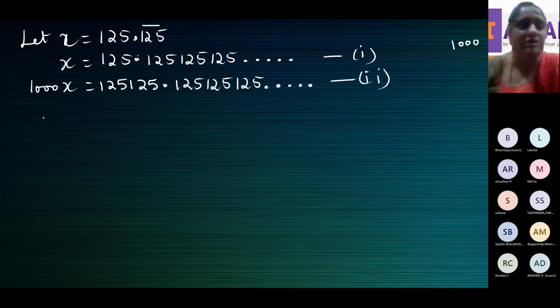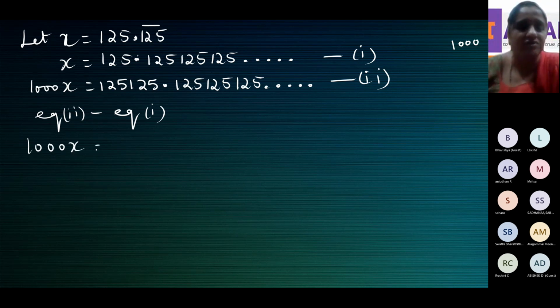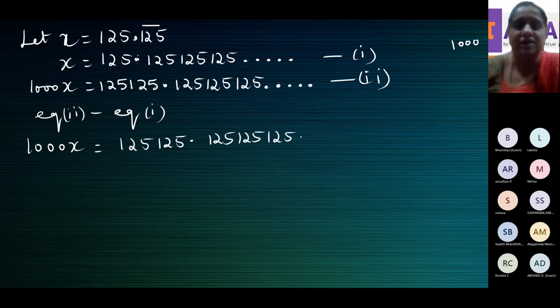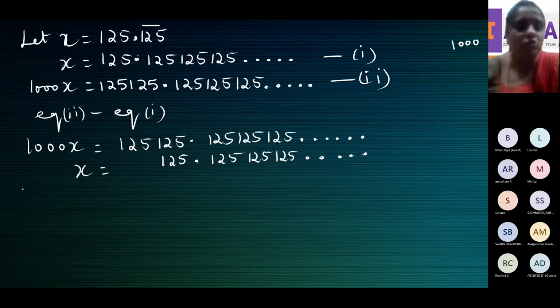Now you must perform equation 2 minus equation 1. This is what you should do. So write 2 first. 1000x is equal to 125.125, 125, 125 goes on forever. x is equal to, because that's equation 1, write 0.125, 125, 125 goes on forever. You need to subtract, not add, subtract.